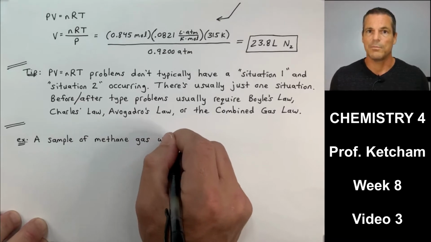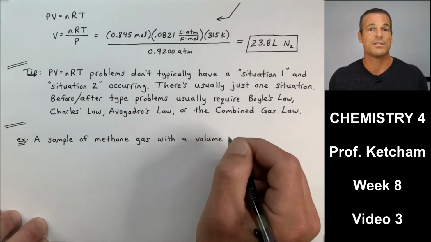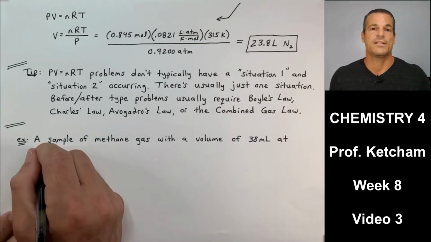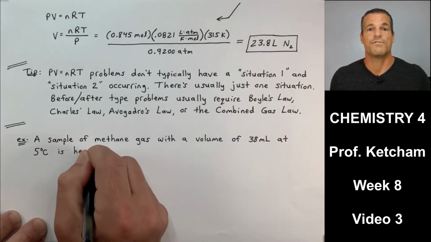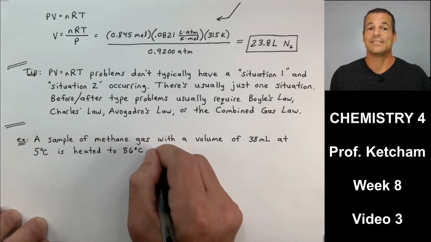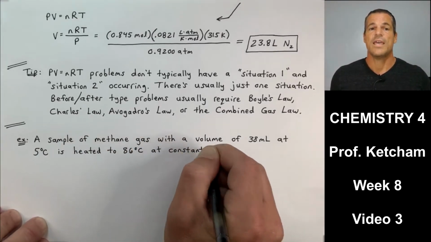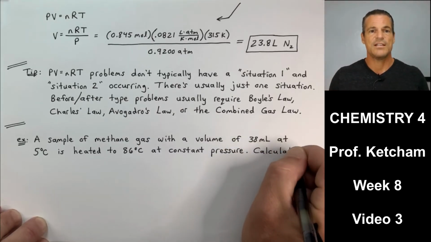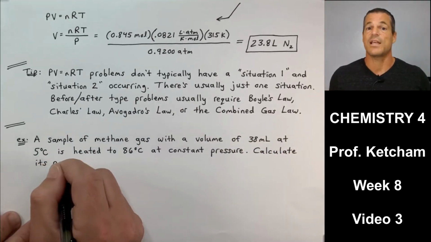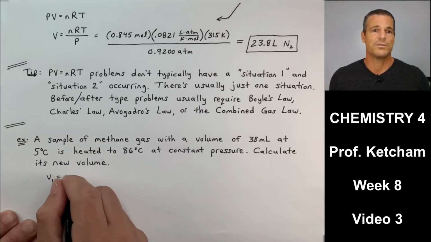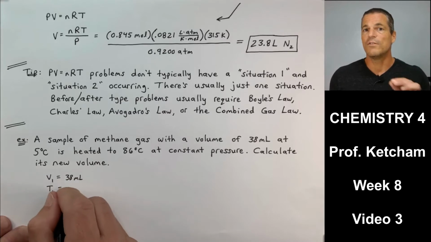Let's read the problem and see what law we need to use. Here it is. Example. A sample of methane gas with a volume of 38 milliliters at 5 degrees Celsius is heated to 86 degrees Celsius. You see how the condition has changed? It's heated to 86 degrees Celsius at constant pressure. Calculate its new volume. It also uses the phrase new volume.